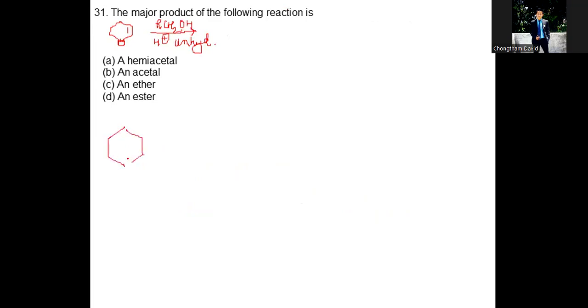The major product of the following reaction is question number 31. Let's write this heterocyclic structure where this oxygen is electron rich. Let us see the resonating structure of this compound. Anhydrous means there is no water molecule. Okay. Question is saying anhydrous.